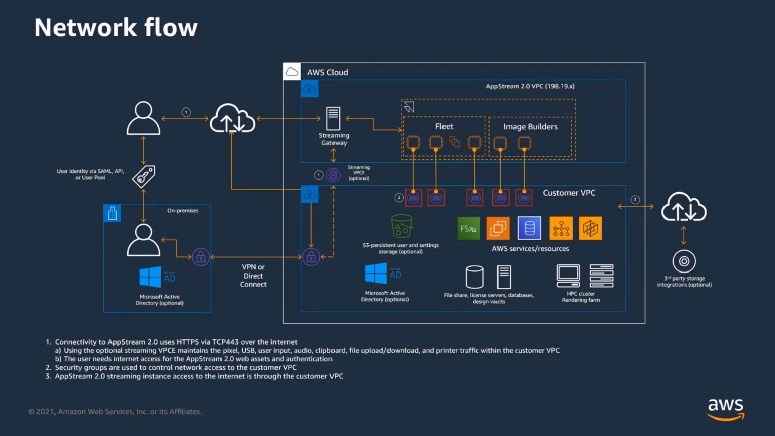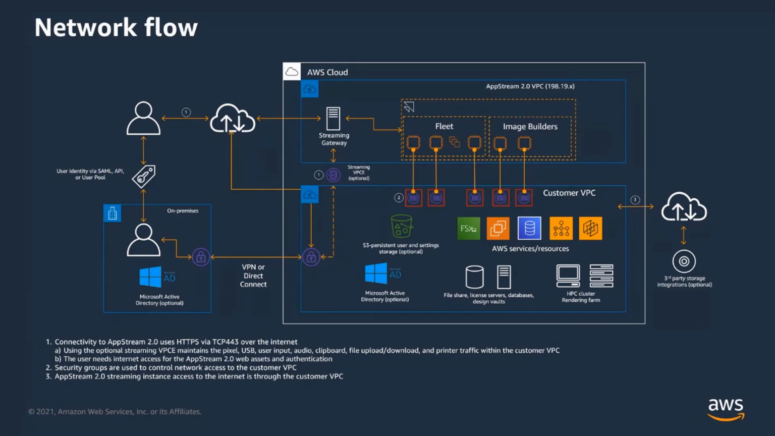AppStream 2.0 is connected to your domain if you choose to domain join them, through standard service account login into the domain. So as the fleet is spun up, it's domain joined via that service account. There's no need for the Active Directory connector. And again, internet connectivity comes through the customer VPC, so you can tightly control access to the internet and what sites your users have access to.